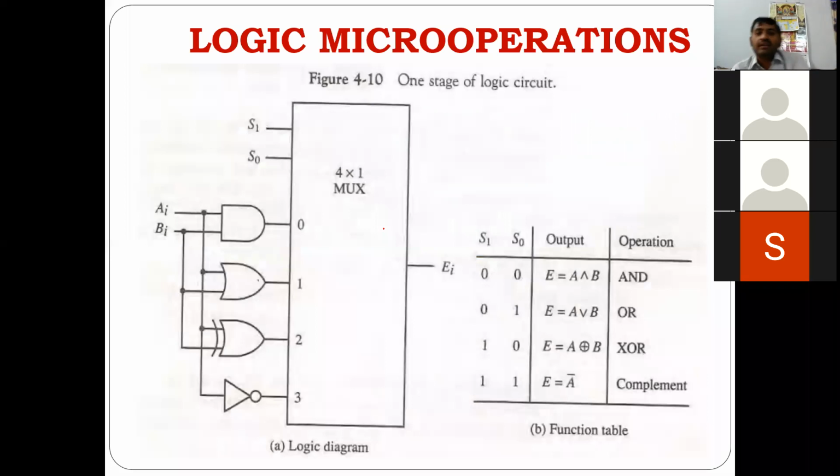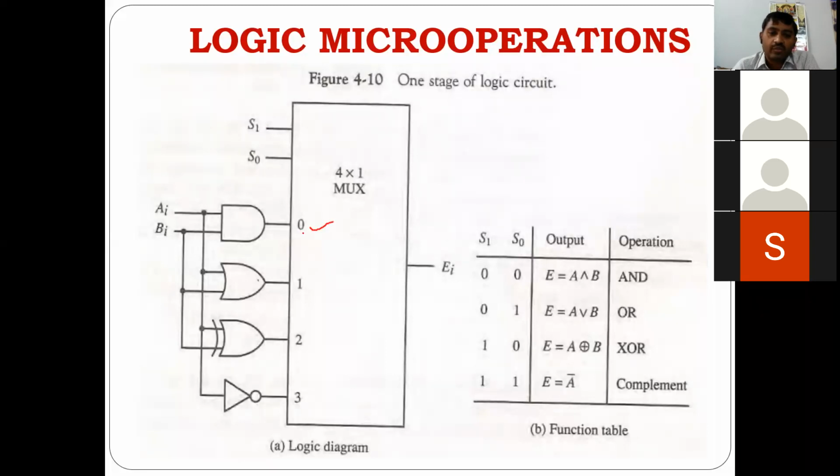For example, this is one more circuitry that I'm taking as a 4:1 multiplexer. See here S1, S0, and we have taken some random AND gate, OR gate, exclusive OR gate, and NOT gate, and we have given connections in this way. For example, if S1 and S0 are 0, 0, what will happen? 0, 0 means this one will be selected.